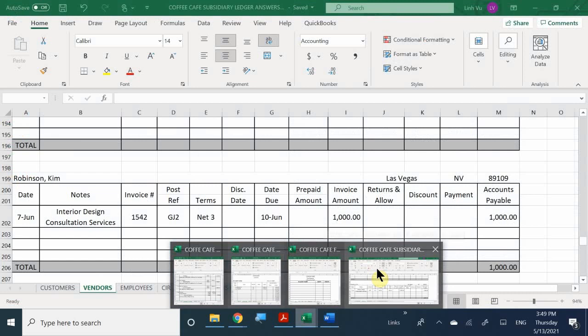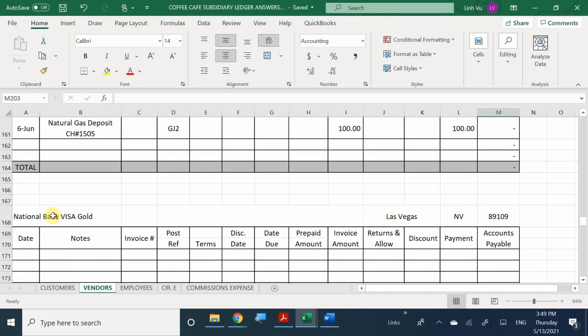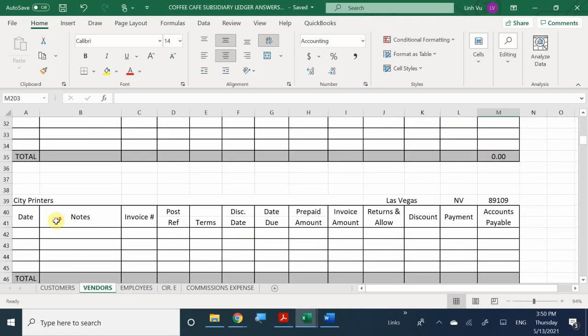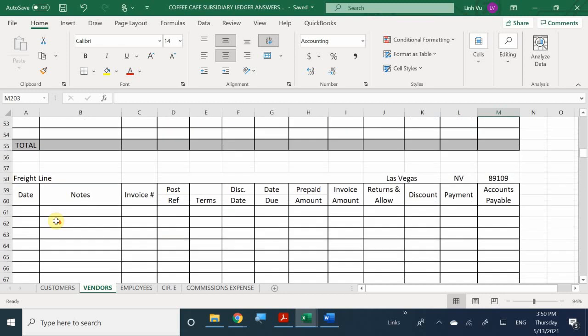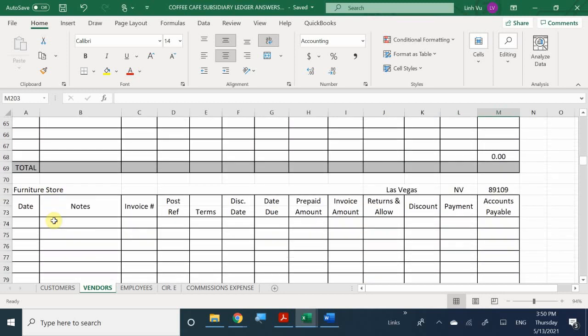All right, last but not least, we dealt with a vendor. This time we received a bill. So once again, I received a bill from furniture store. Now we can finally go back to our furniture store and properly place in the information for the very first bill that we received.